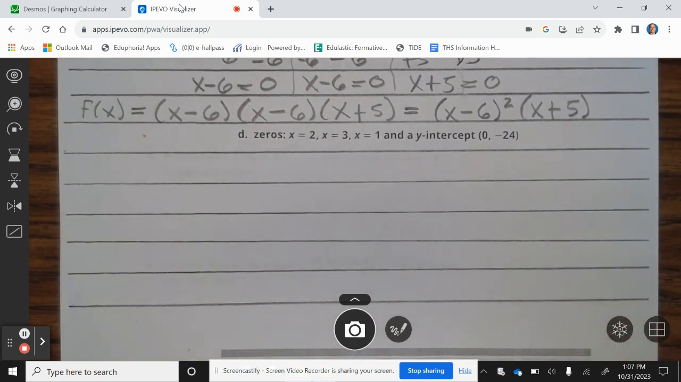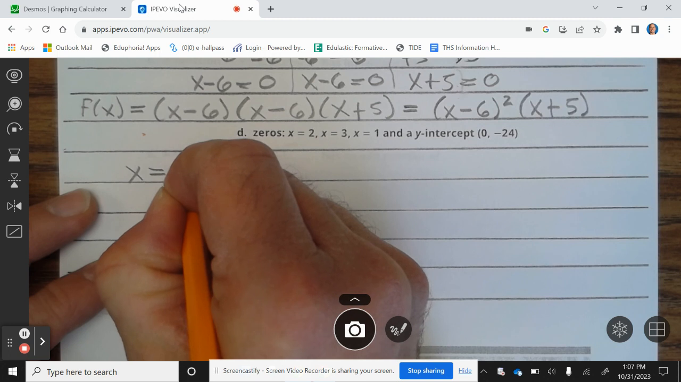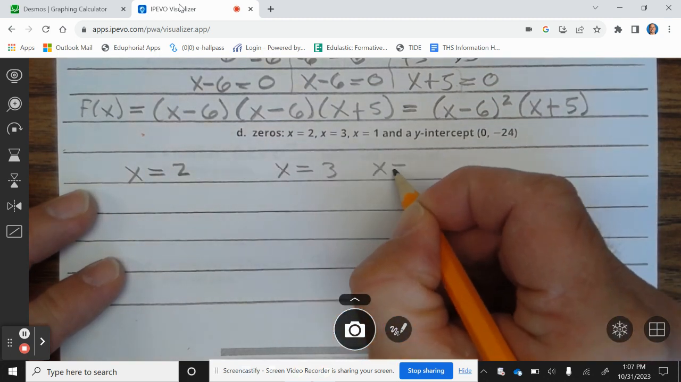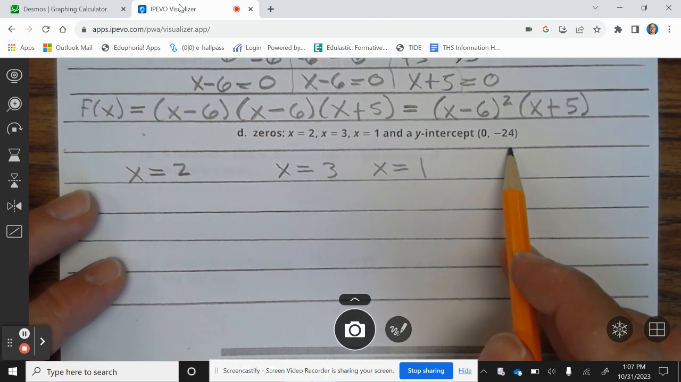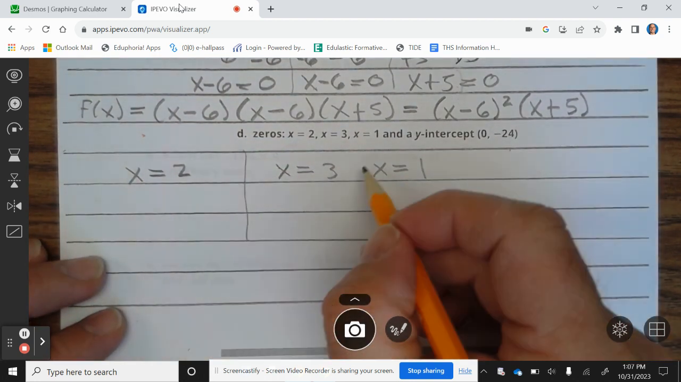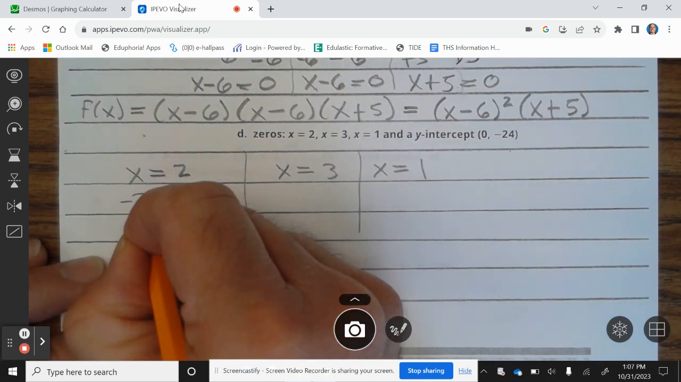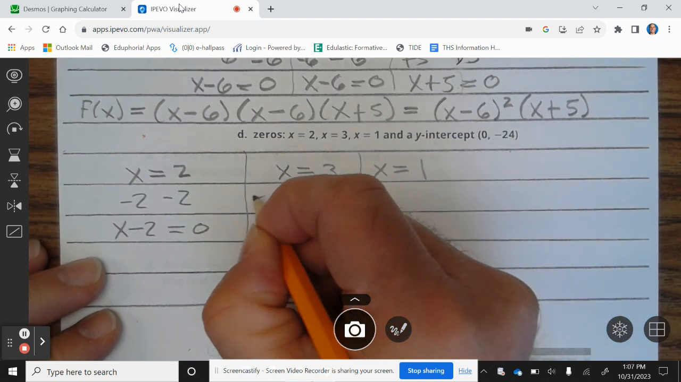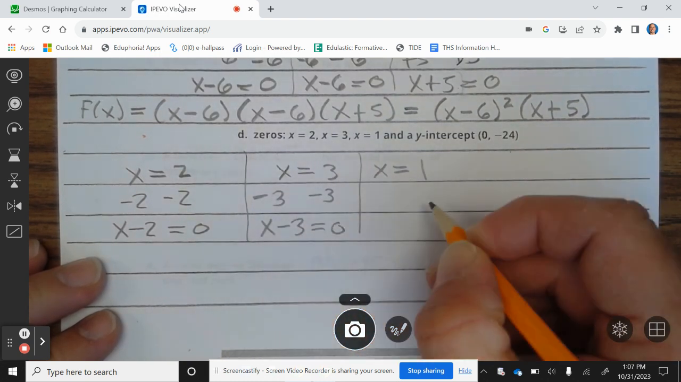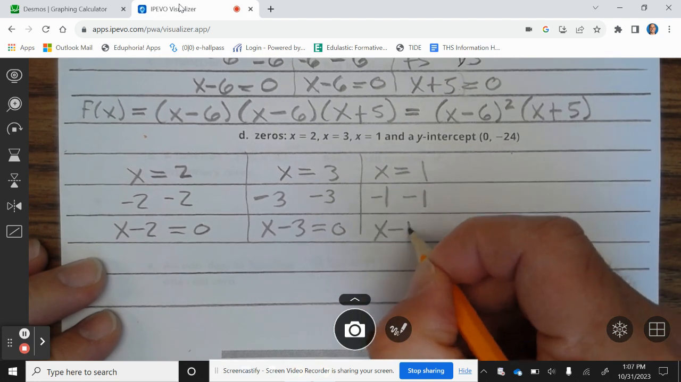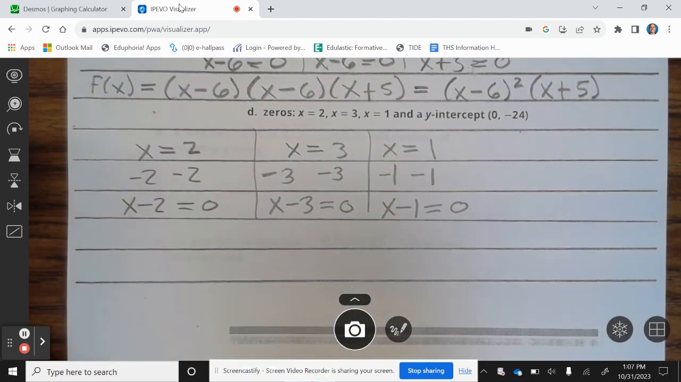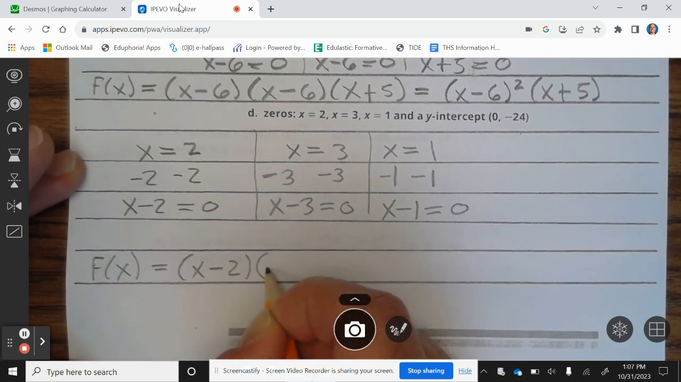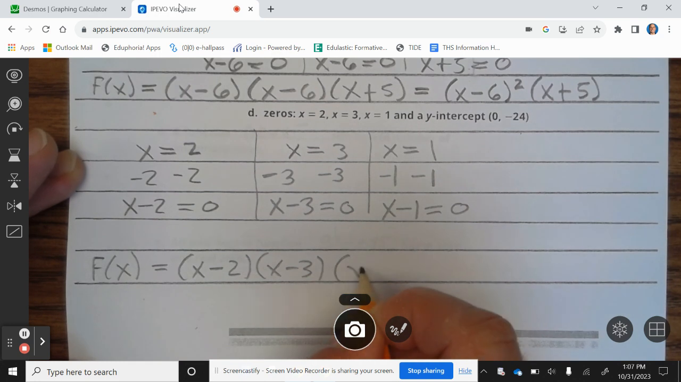All right, let's take a look at 5d. So zeros are x equals 2, x equals 3, x equals 1. And they say the y-intercept has to be 0, negative 24, which we'll check when we graph. So we subtract 2 from both sides. You get x minus 2 equal to 0. Subtract 3 from both sides. You get x minus 3 equal to 0. Subtract 1 from both sides. You get x minus 1 equal to 0. So our function is f of x equals x minus 2 times x minus 3 times x minus 1.